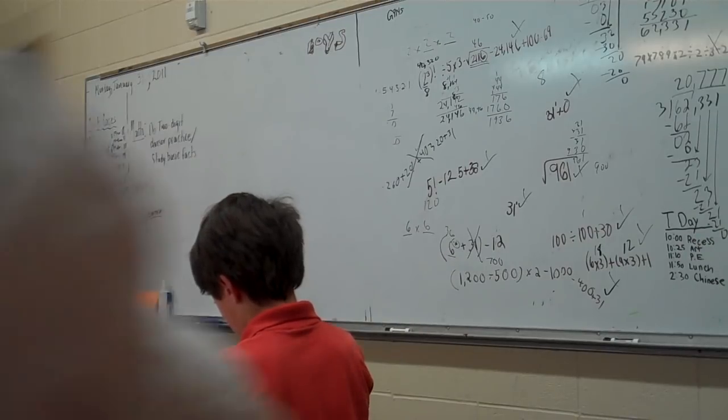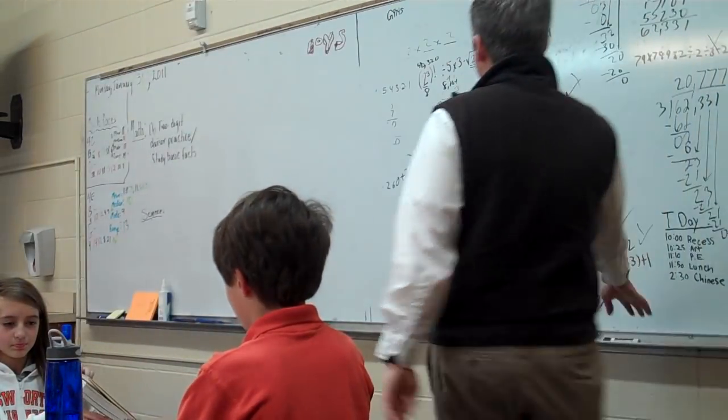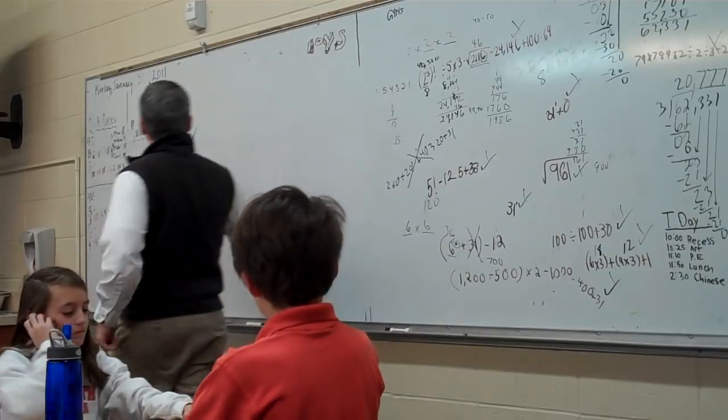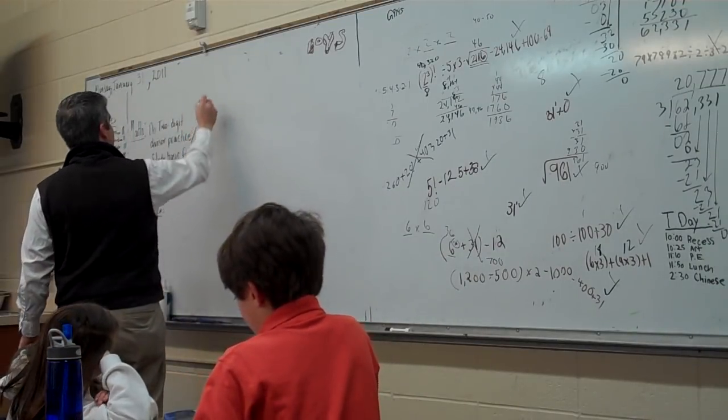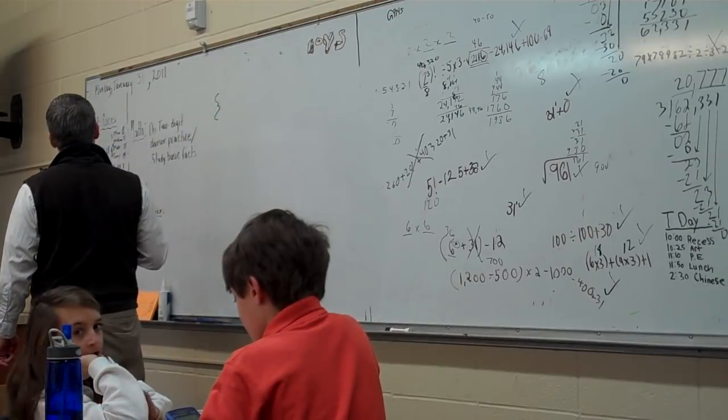All right, here we go. Let's do this. Let's do our data analysis of our math race totals. So we've got to first put them in order from least to greatest.